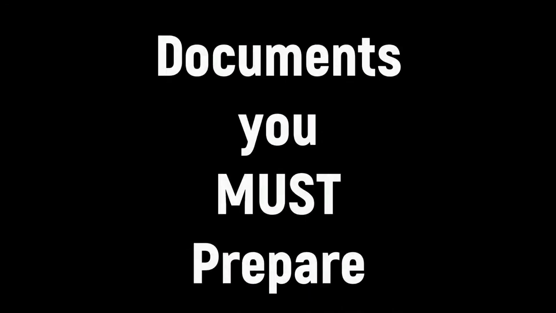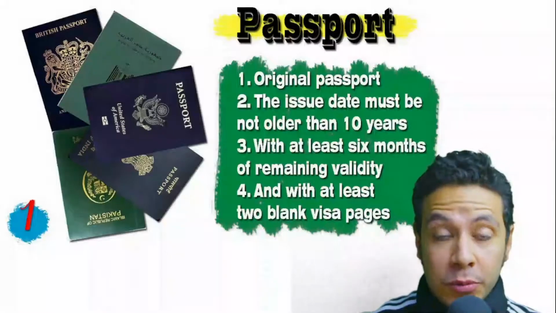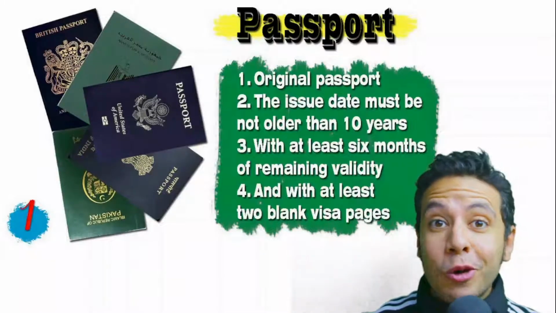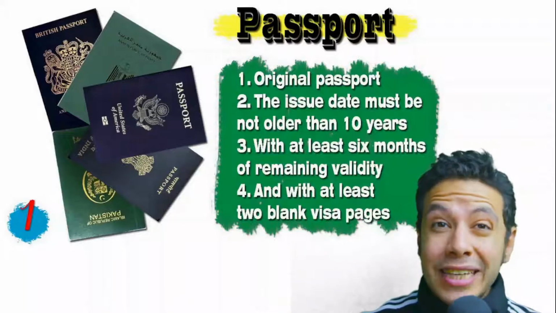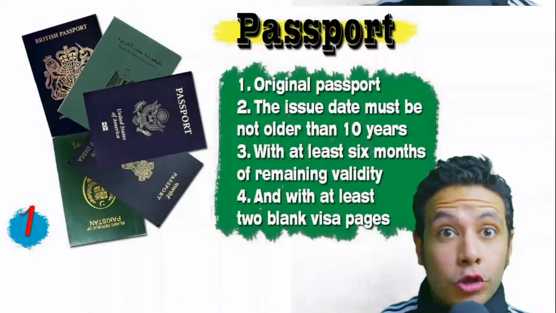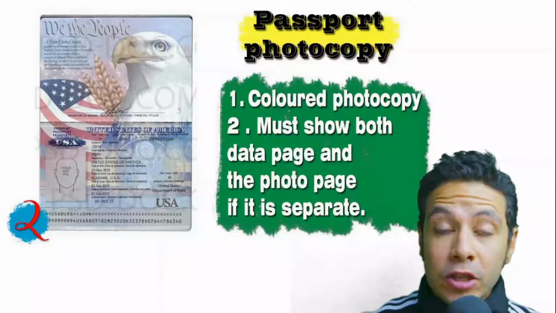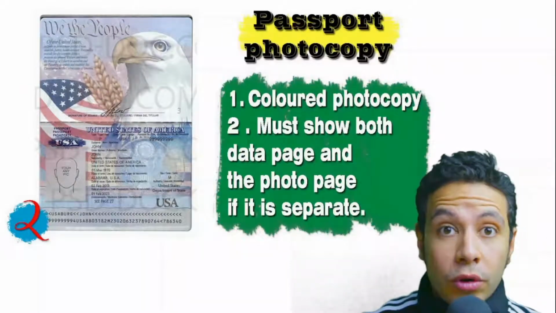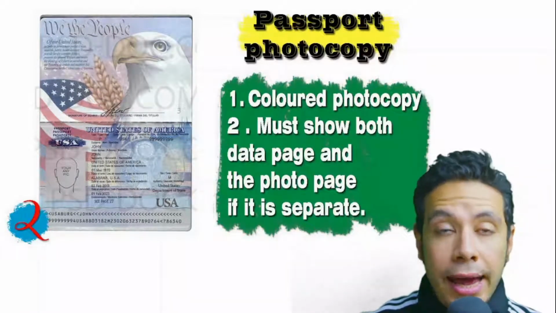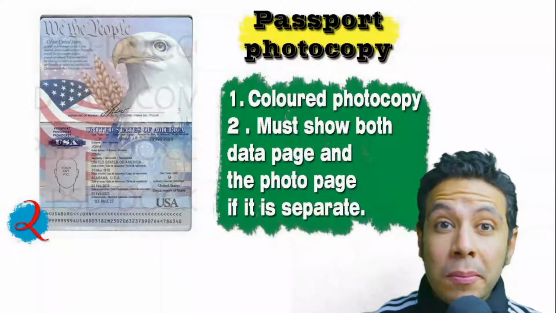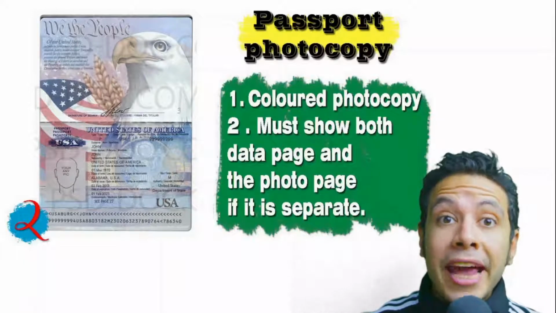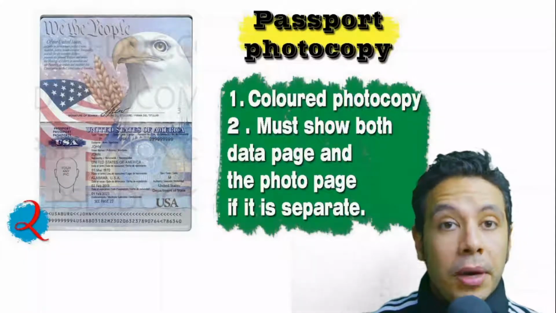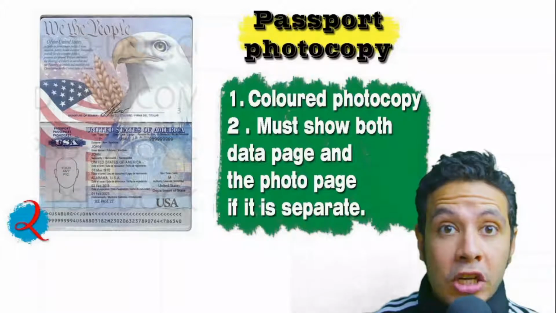So what are the travel documents that you need to prepare before applying for the visa? Speaking about your passport: it must be original, and it must not be older than 10 years, with at least 6 months of remaining validity, and with at least 2 blank visa pages for the stamps. In many cases, you will need also a passport photocopy. It might be 1 copy or more than one, and it's preferred to be colored, and both the data page and photo page must be shown if separated. In some cases, you might be required to photocopy every single page of your passport, but in general, only the data page and the photo page are the needed ones.